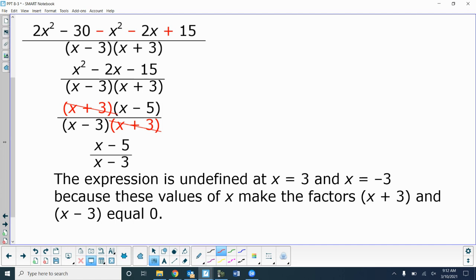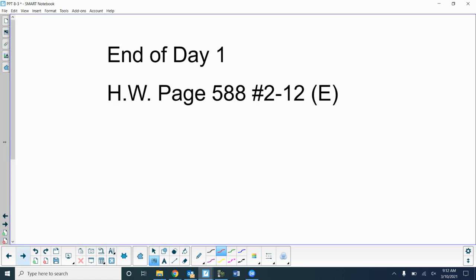Same procedure every time. Factor denominators. Whatever shows up, write it down for the common denominator.